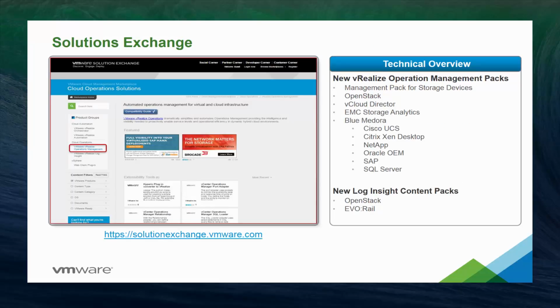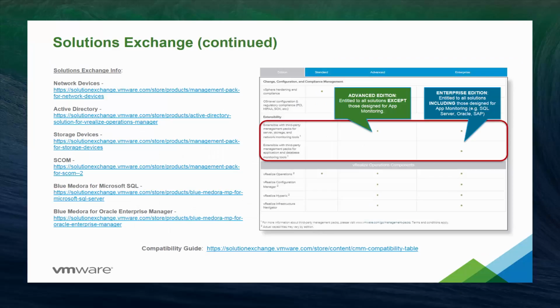If you're wanting to see what management packs are available, the best place to go is the Solutions Exchange, and that's located at https://solutionsexchange.vmware.com. This is going to provide you a master list of all the management packs that are available for vRealize Operations, as well as our other management products.